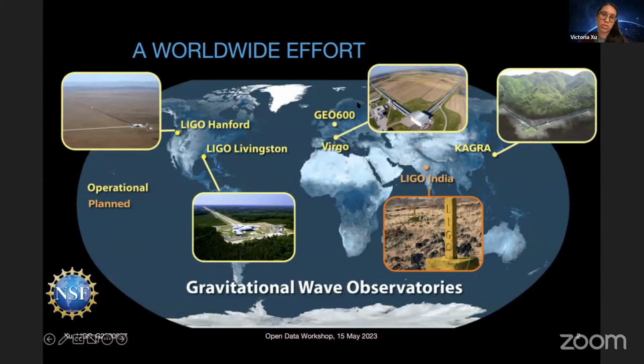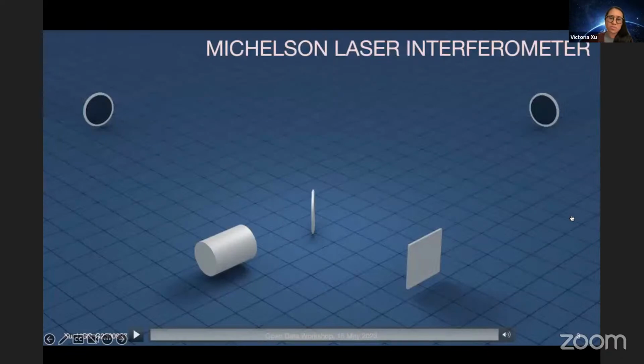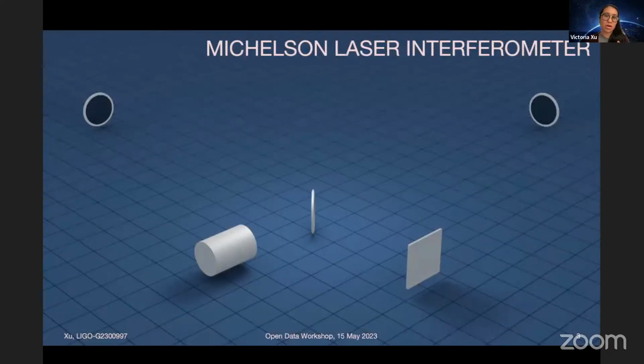But this is really a worldwide effort. There's GEO 600 in Germany. There's Virgo in Pisa in Italy. There's KAGRA in a mine in Japan. And coming online in the next decade will also be LIGO India. So this is becoming a really big worldwide network of gravitational wave observatories that we are building on Earth. And so what's the premise of gravitational wave detection?